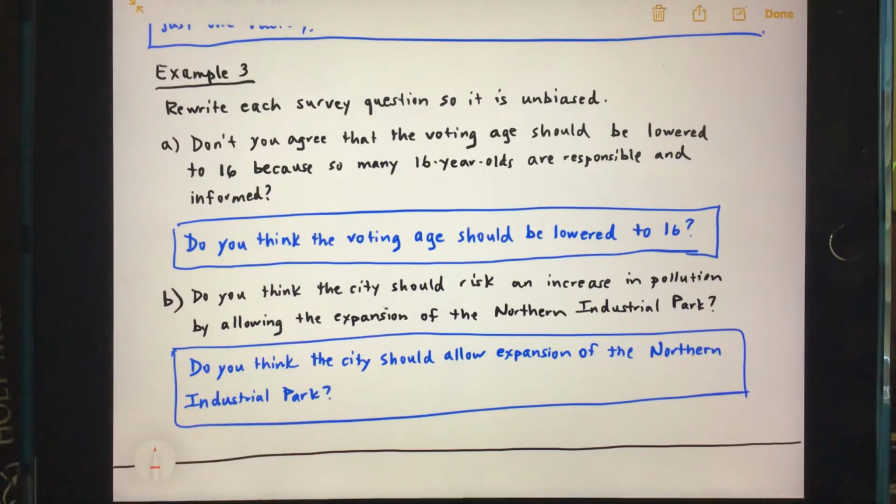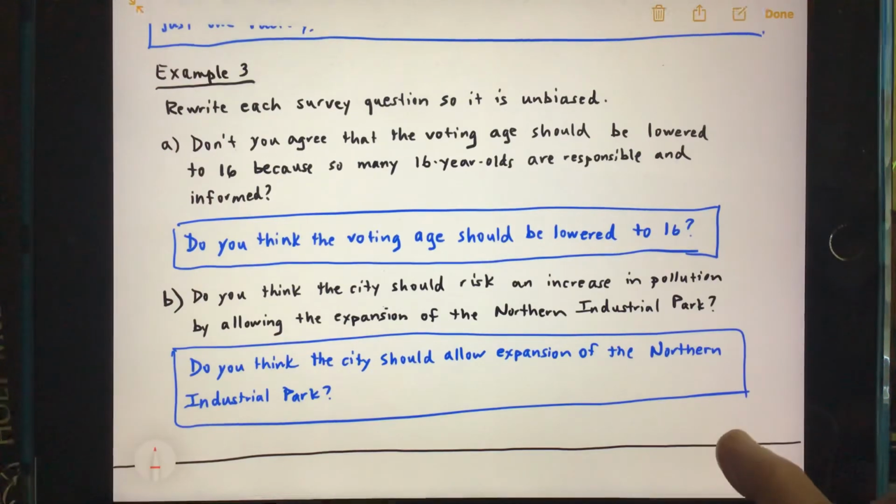So our job is to rewrite that question so that it's not biased, so a particular answer is not expected. One way to rewrite this question would be to say, do you think the voting age should be lowered to 16? That doesn't expect a particular answer. So that would be an unbiased question that you could use for your survey. In example 3, part B, we're going to look at another biased question, a question that expects a particular answer in return by the way it's written.